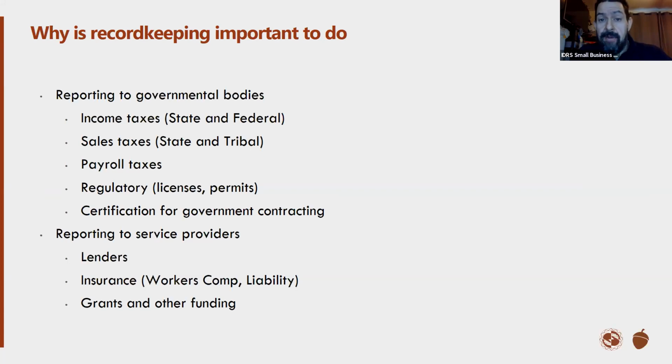And then it's not just reporting to governmental bodies, but also reporting to service providers. Could be a lender. Lenders are always going to want to see good records. Insurance companies, whether you're doing liability insurance or workers' comp. And then we just talked about, before we went into the presentation, a couple of grants that are coming up, right? We just talked about the California Small Business COVID-19 Relief Grant Program. We also just talked about the LISC Rural Relief Grant Program. And both of those have different requirements about information that you need to be able to provide.